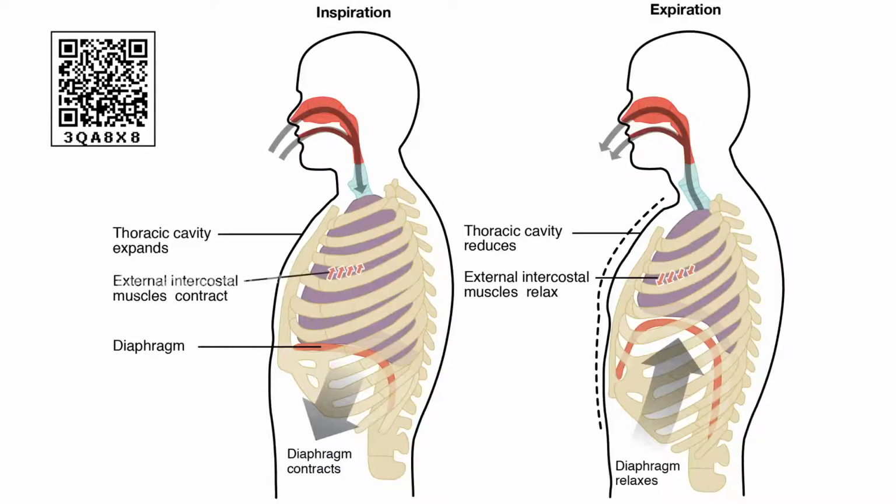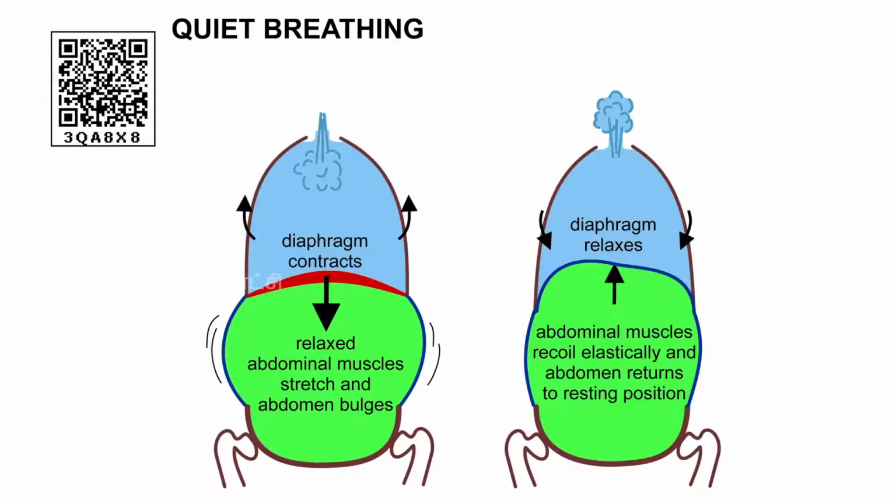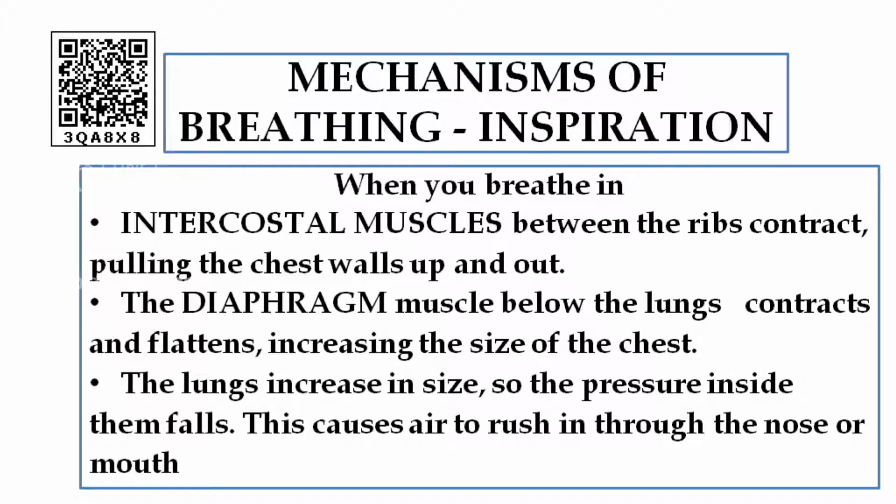Inspiration: when you breathe in, the intercostal muscles between the ribs contract, pulling the chest walls up and out. The diaphragm muscle below the lungs contracts and flattens, increasing the size of the chest. The lungs increase in size, so the pressure inside them falls. This causes air to rush in through the nose or mouth. This is the process involved in inspiration.